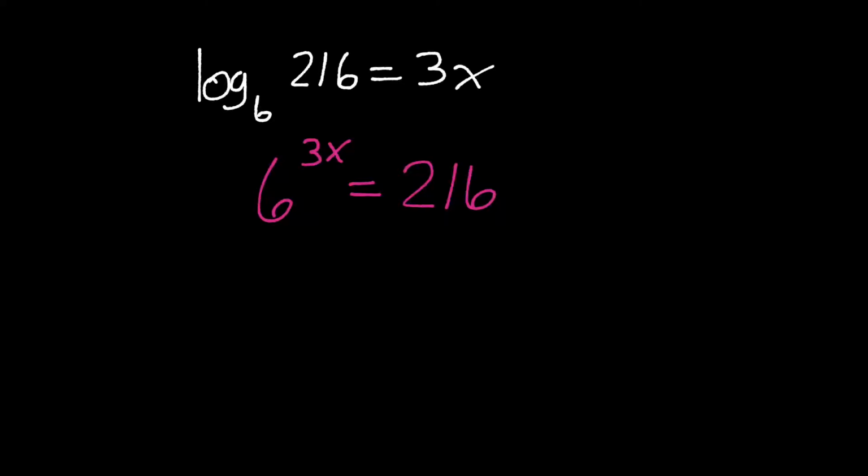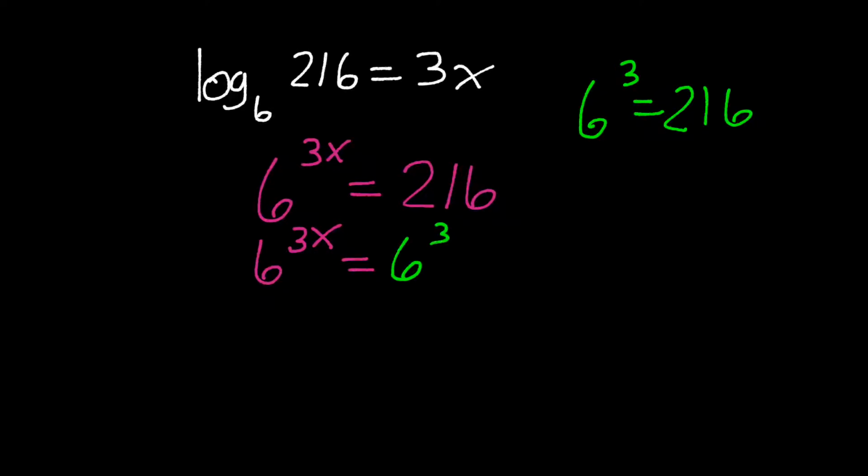Now I have exponential form and I want to solve for x. Well, if I'm going to solve for x, I need both sides to have the same base. Right now this side has a base of 6 and this side has a base of 216. So if I'm going to solve for this exponent, I've got to change one of these bases into the other. The easiest way to do that is to change 216 into a 6, because if we know our cubes, 6 to the third power is 216. So I can rewrite the problem as 6 to the 3x equals, and instead of 216, I'm going to say it's 6 to the third.